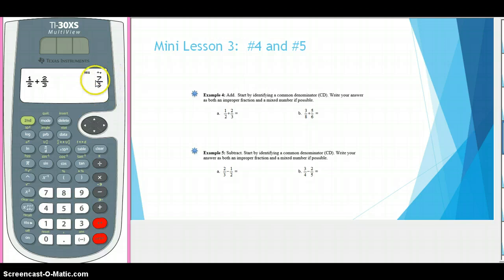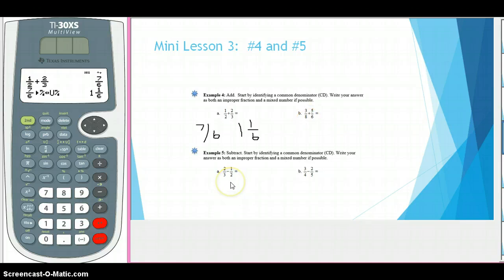Now notice this is an improper fraction because 7 is greater than 6. So that's our improper fraction. And now to change it to a mixed number, I'm going to use what we learned in the last video. Hit second and then this button. So 7/6 as a mixed number is 1 1/6. Let's put this here. So we have 7/6 as one answer and 1 1/6 as another. You should try this one on your own for practice.